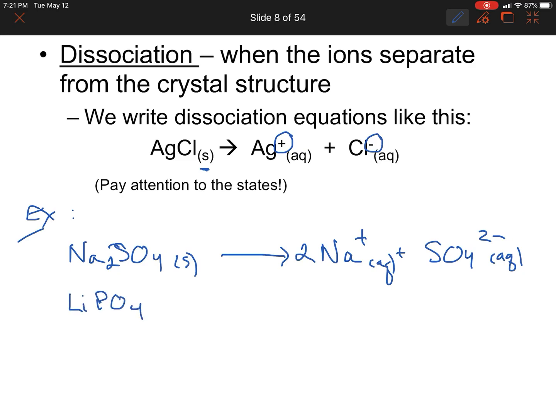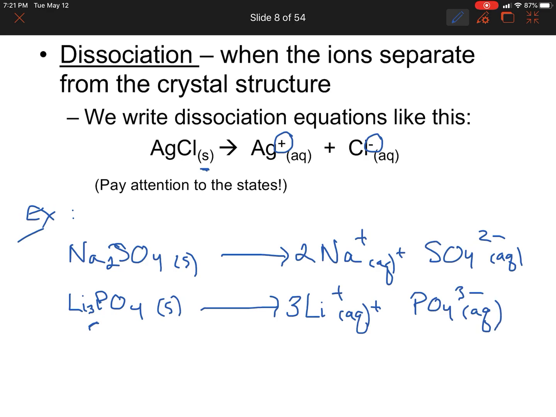So lithium phosphate. So Li3PO4 starts out as a solid. It's going to break apart. Lithium, when it ionizes, is Li+, plus the phosphate ion is PO4 3-. And again, I need to balance it. So I need a 3 there because I had 3 lithiums over here. Now, I can't forget my states though. They're definitely part of that. Okay, so these are dissociation equations here.